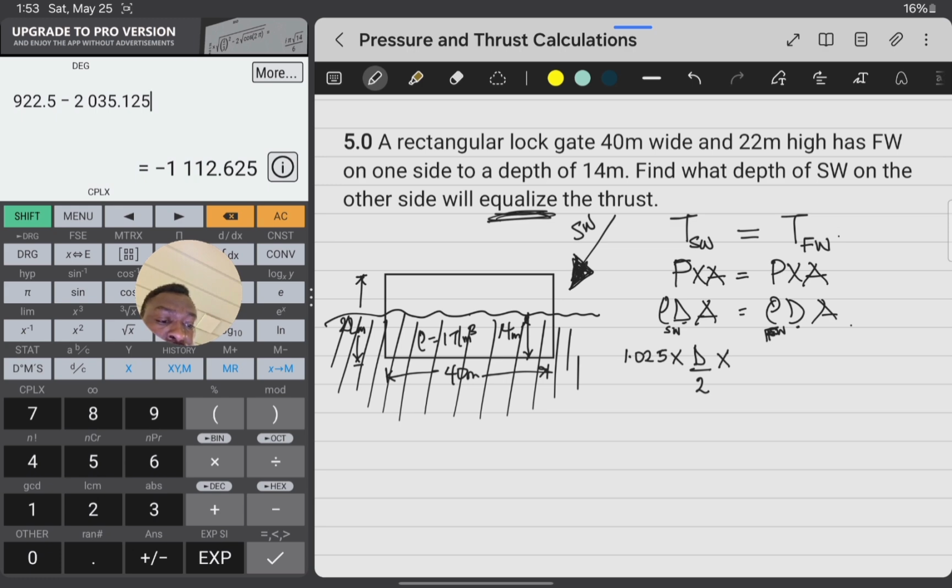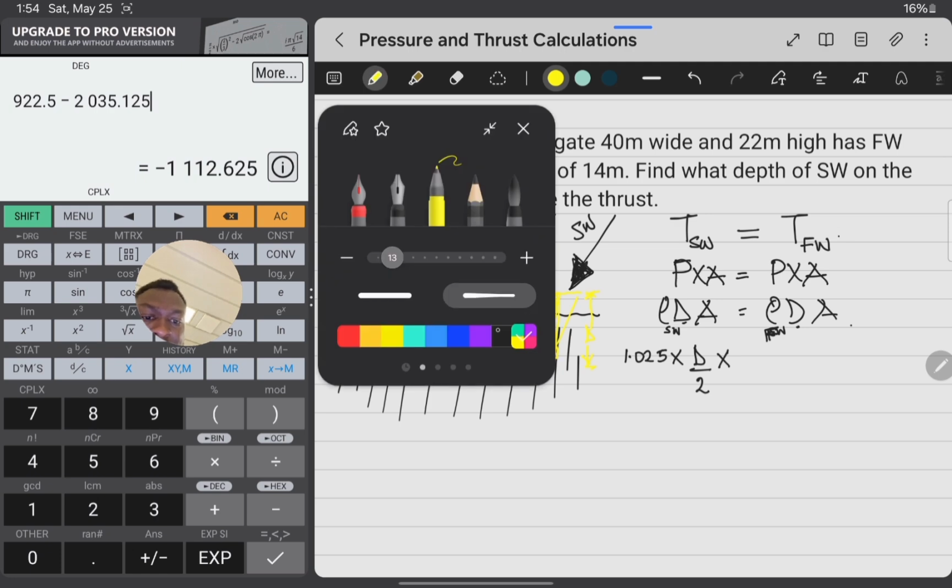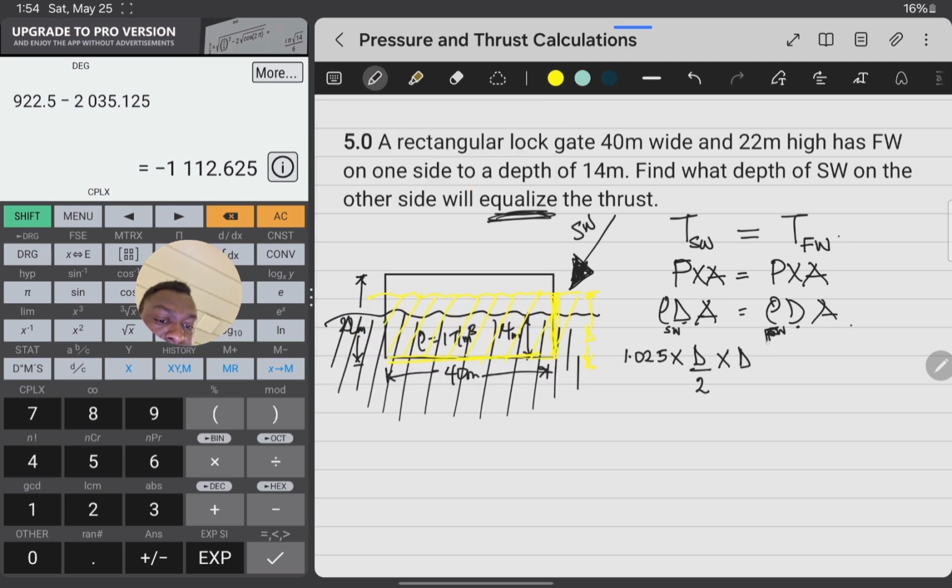But normally it's length times breadth, and we know the length. Let's say the freshwater is right here, and the seawater is on the other side. We are looking for the depth, so what is the shape occupied by that surface? It's 40 by the draft, which is the depth d. So length times breadth: length is 40 times the depth.